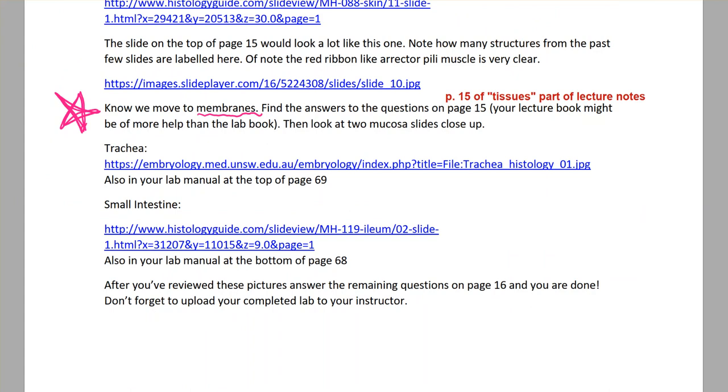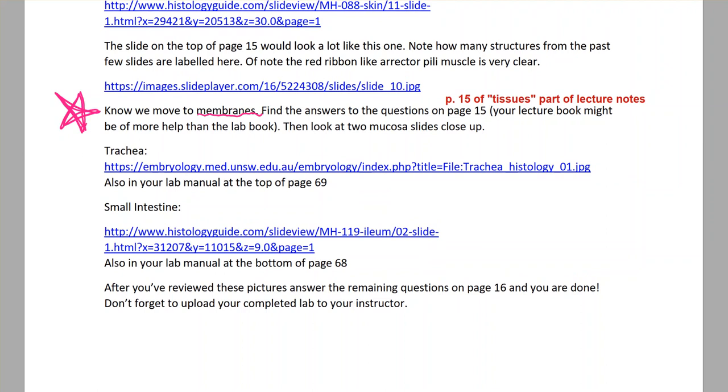And so here we are at your online instructions. We're at the very bottom of the page, and this is where we start talking about membranes. And there is an image of a trachea. That's a mucous membrane, and then the small intestine also has a mucous membrane in it. And so I'm going to show you those two pictures now.